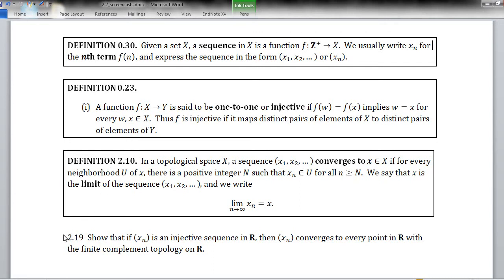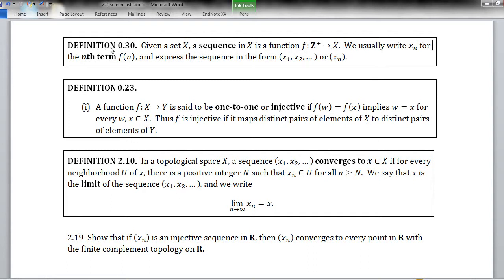Look down here at the bottom at exercise 2.19. Show that if x sub n is an injective sequence in the real numbers, then x sub n converges to every point in R with the finite complement topology on R. Okay, so we have sequences and injective sequences and convergence in our topological space. So let's understand what those terms mean.